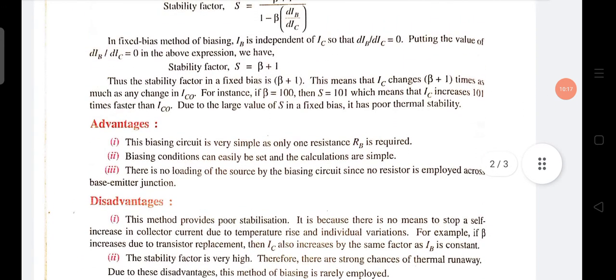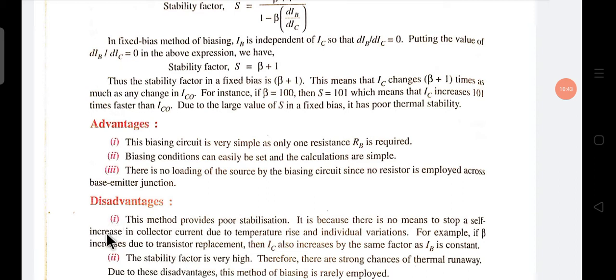Now the advantages: the biasing circuit is very simple, as only one resistance RB is required. Biasing conditions can easily be set and the calculations are simple. There is no loading of the source by the biasing circuit, since no resistor is employed across the base emitter junction.